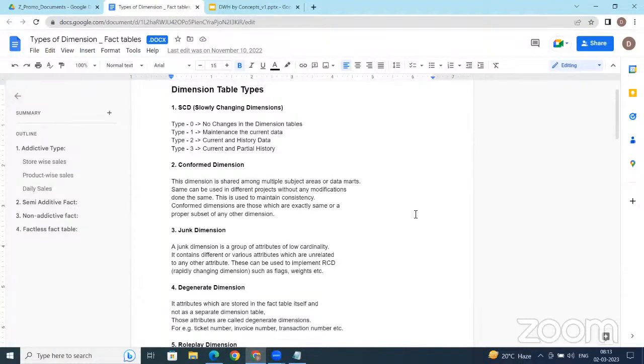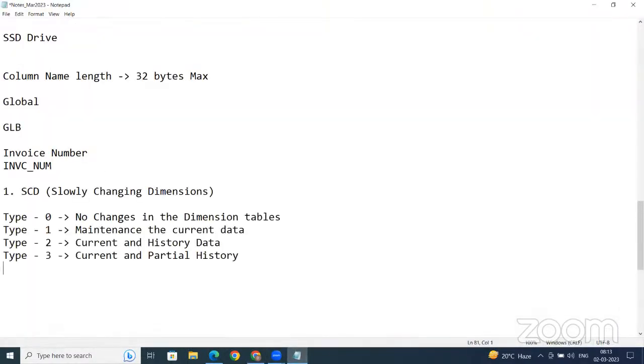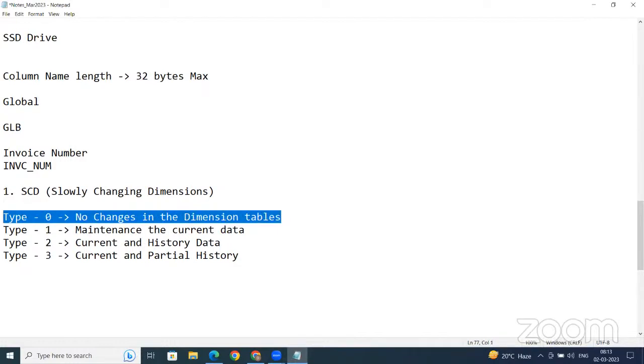So what are those 5 categories? We'll discuss one by one. Slowly changing dimensions. So in slowly changing dimensions, what happens? Here over a period of time, our data will change. Whenever we load the data into the data warehouse for the first time, we will consider it as a type 0 dimension.